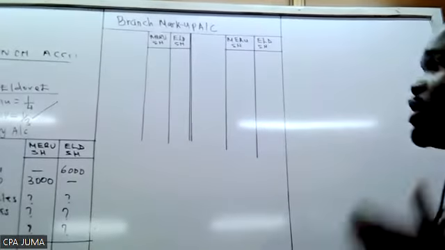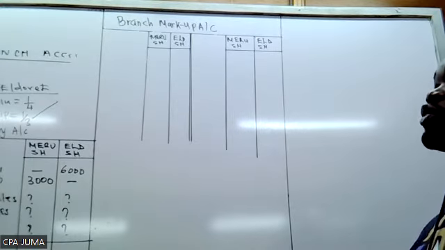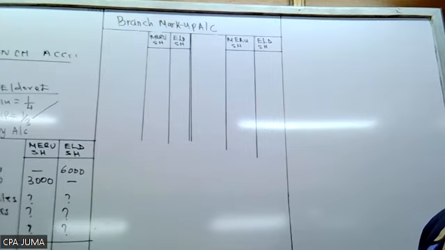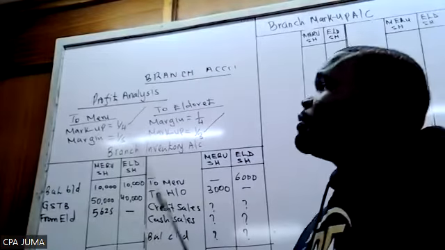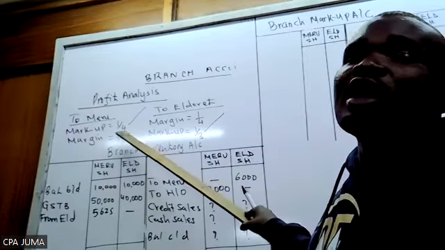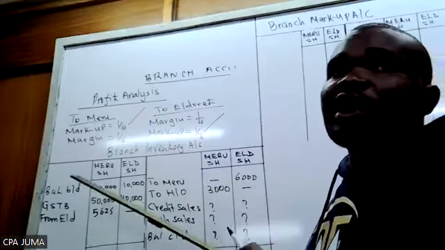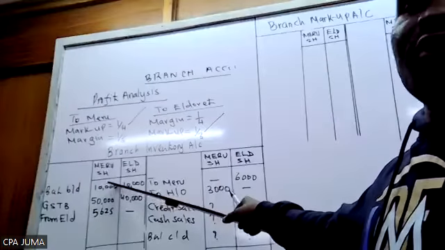The long way is this. For example, in Meru goods are being sent at cost plus markup, and the markup was a quarter. A quarter in percentage is 25. I want to pick this one only to show you the long way, then I will go for the short one.